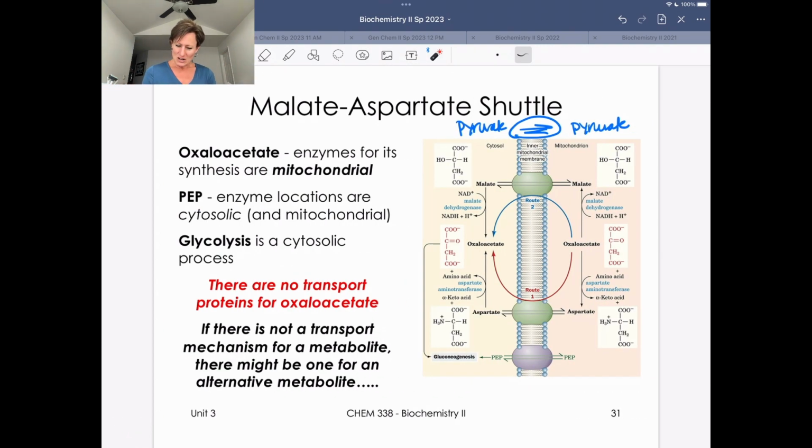So highlighting here that there are no transporters, okay, for oxaloacetate. So that's what we're saying here. There are no transporters for oxaloacetate. So if we look at oxaloacetate needing to get between mitochondrial and cytosolic compartments, you cannot transport that molecule directly itself, okay? Things that we do have transporters for.